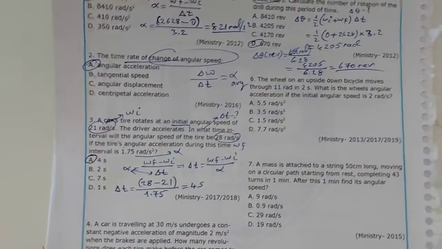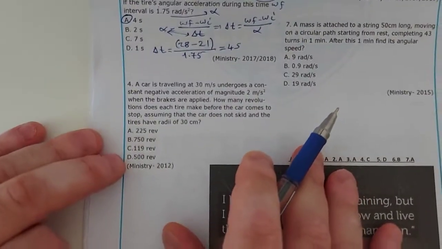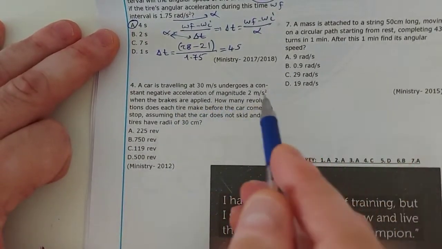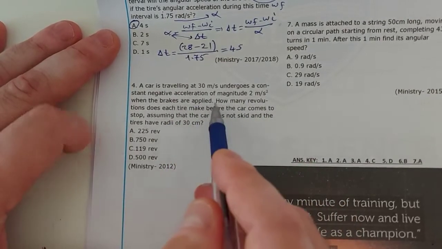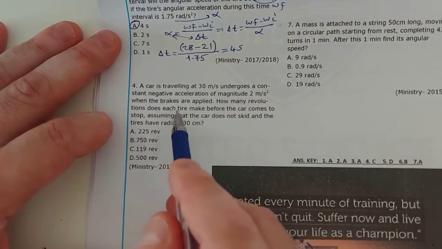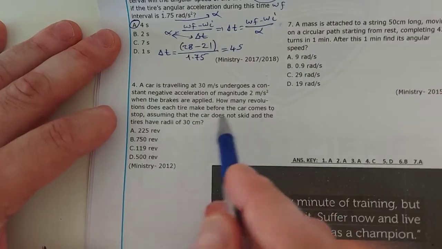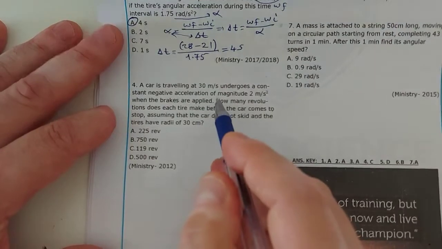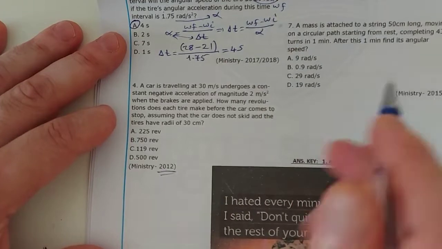Let's do the question number 6 here. Let's continue with the fourth one first. A car is traveling at 30 meters per second, undergoes a constant negative acceleration of magnitude 2 meters per second squared when the brakes are applied. How many revolutions does each tire make before the car comes to stop, assuming that the car does not skid and the tires have a radius of 30 centimeters. Okay, this question was asked in 2012. Again, there is no multiple choice. This is asked as a classical question.